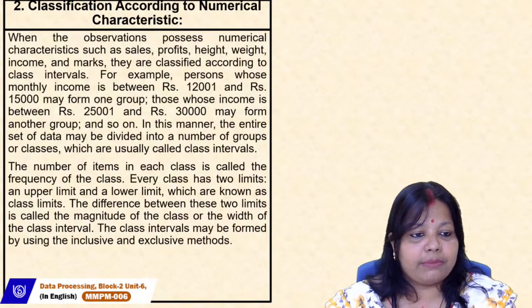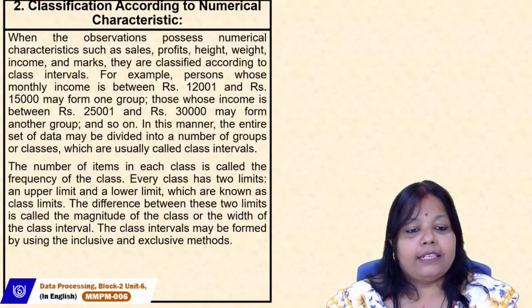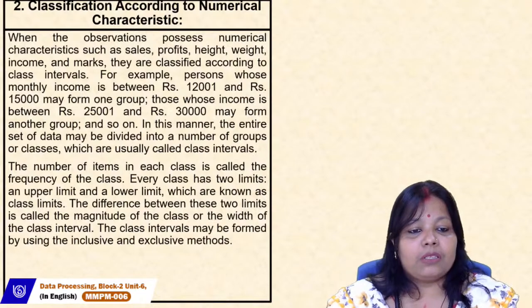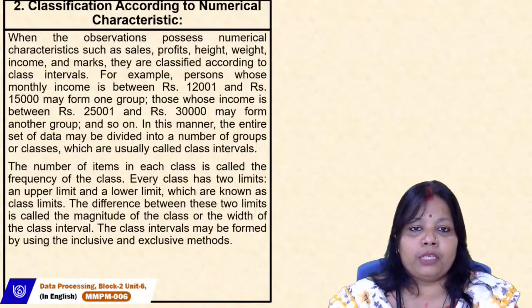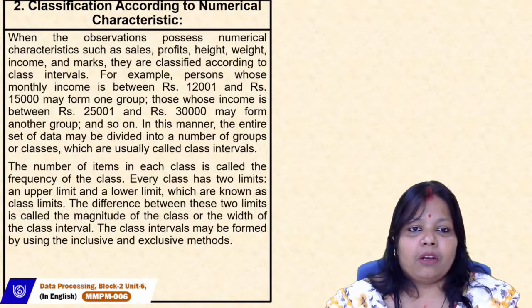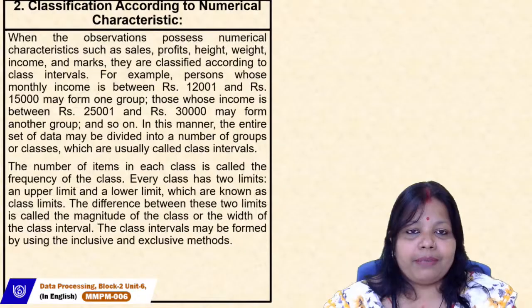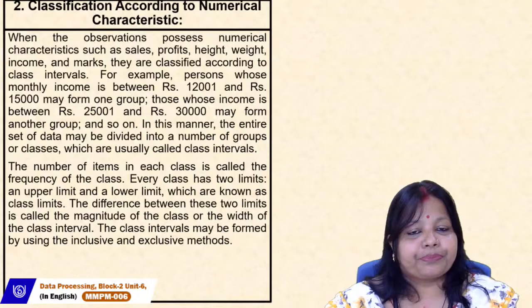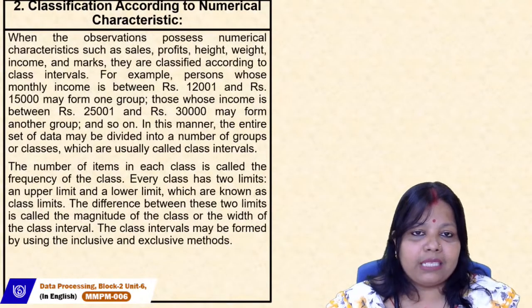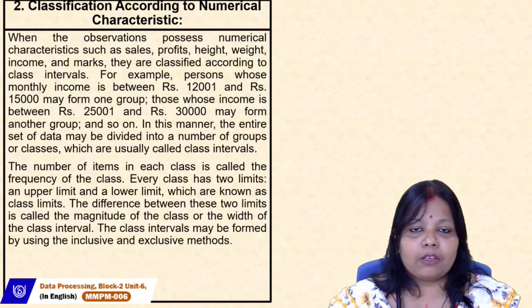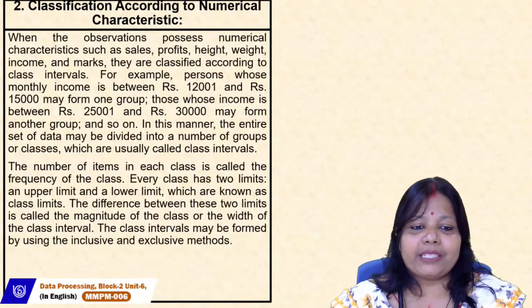So every class has two limits. One is upper limit and the other lower limit, which are known as the class limits. And the difference of these class limits is called the magnitude of the class, meaning how many numbers are there inside the class. Suppose I am doing 0 to 5 or 5 to 10. In the 0 to 5 class interval, 5 is my upper limit, whereas 0 is my lower limit. But what is the class width? 5 minus 0 means 5. So it means in the 0 to 5 class interval, there are 5 items present.